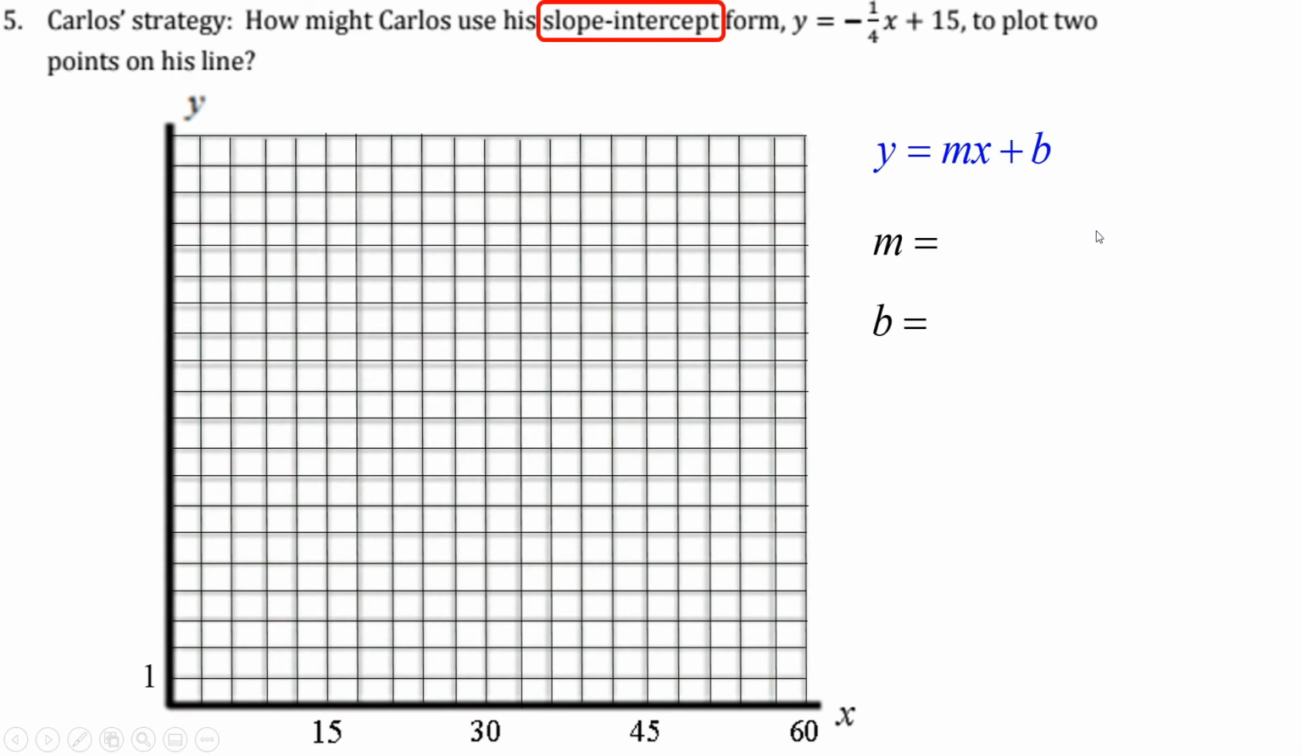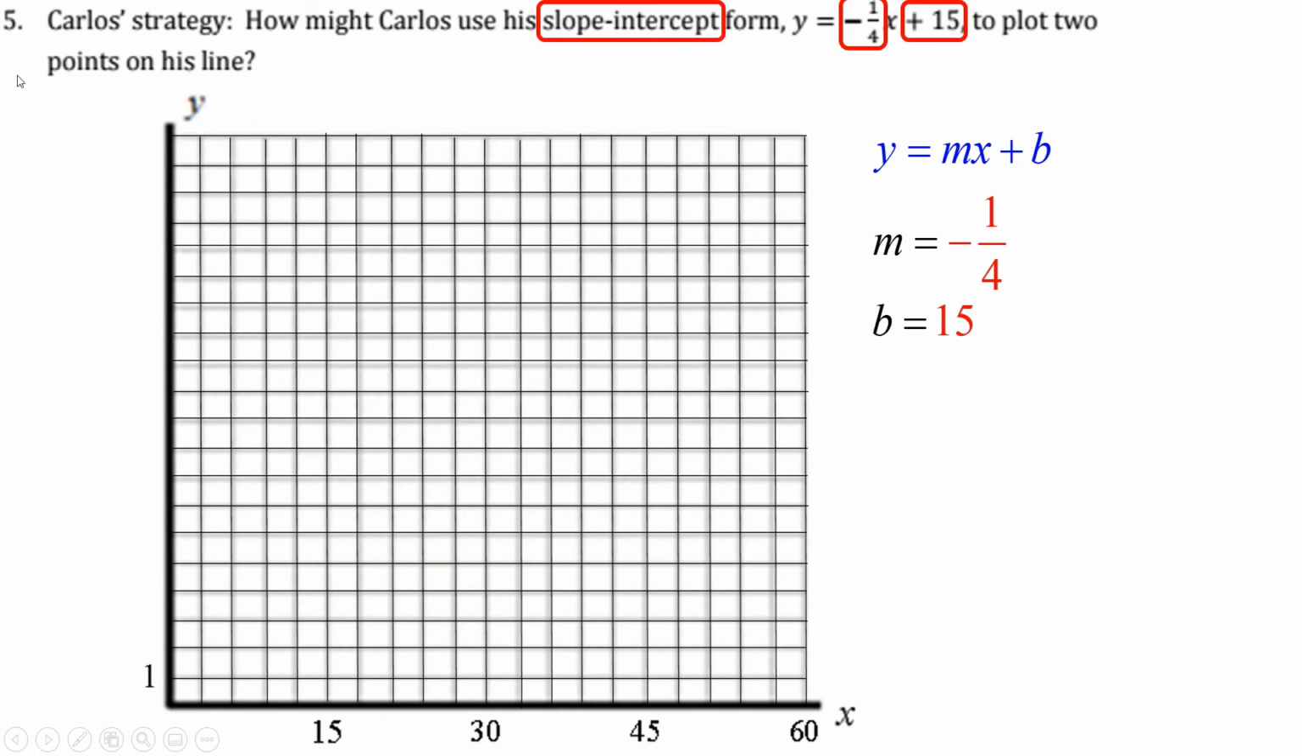So what is the slope of Carlos's line? It's this negative 1/4. And what's the y-intercept of Carlos's line? It's the b right here, 15. 15 is the y-coordinate on the y-axis, or the point where his graph will cross the y-axis. So let's plot 2 points and draw Carlos's boundary line right here.